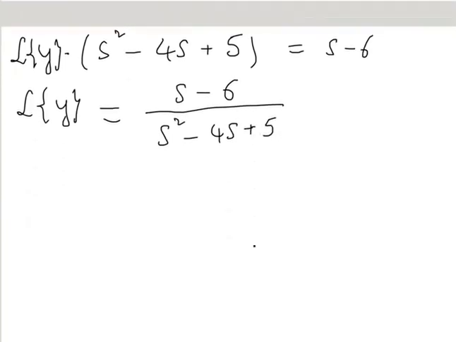As before, we need to find the partial fractions. The first thing is to try to factor the denominator, but it turns out we won't be able to factor this, meaning that the denominator is irreducible. We cannot factor. So we need to complete the square.